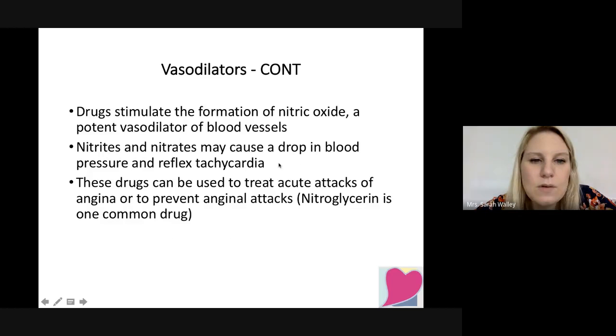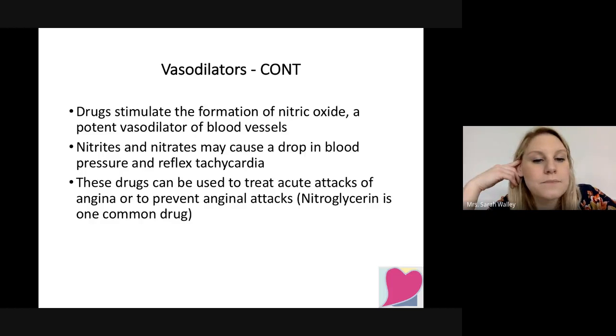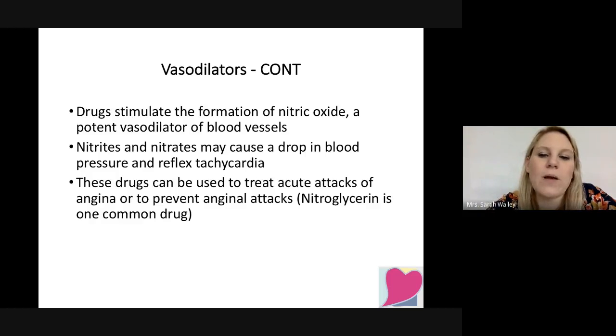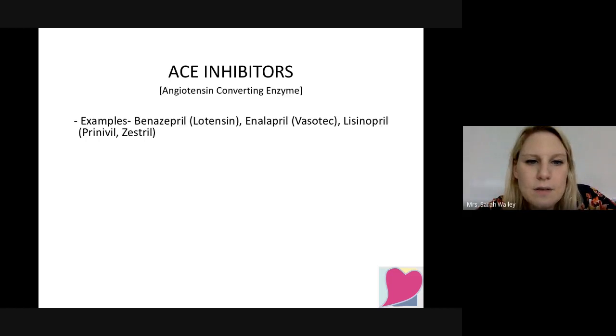And continuing with vasodilators, the drugs stimulate the formation of nitric oxide, a potent vasodilator of blood vessels, which means it opens up the blood vessels. And then that can actually lower blood pressure just from what it's doing in the body.